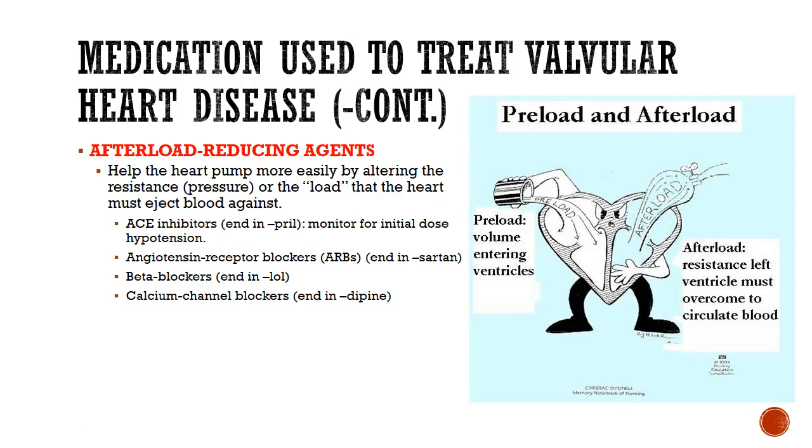Afterload-reducing agents, these are going to basically help the heart pump more easily by altering the resistance or the pressure of the load that the heart must eject blood against. So the different types are going to be your ACE inhibitors, your ARBs, your beta blockers, and calcium channel blockers. And I've kind of helped you here to know the endings for the words to help better recognize these different classes of drugs.